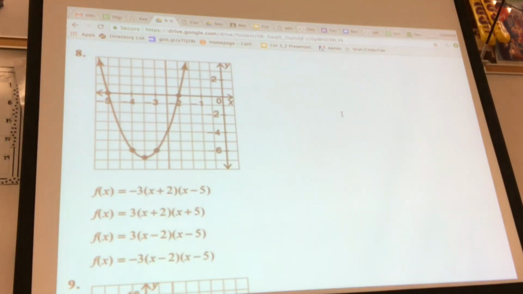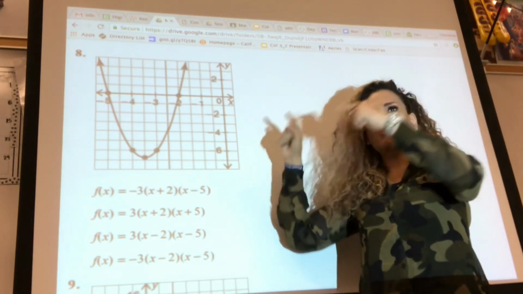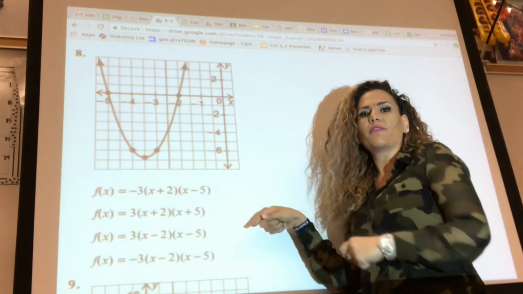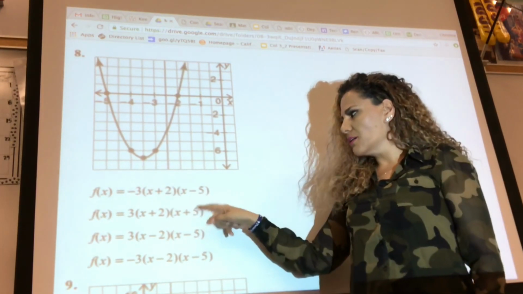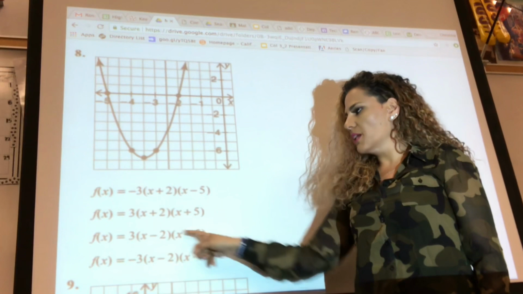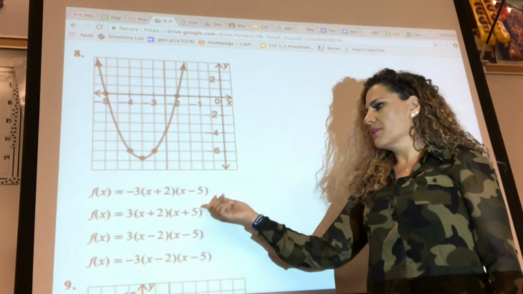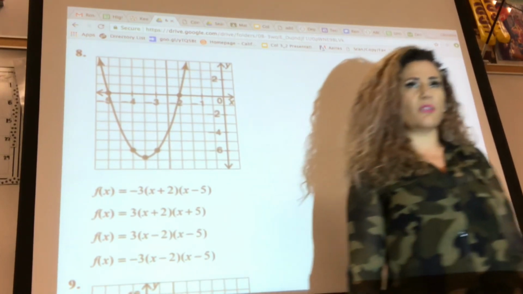What are your roots? Negative 2 and negative 5. So it's the opposite of what you think. How should it be written in your equation? Plus 2 and plus 5. Okay? Not that. Maybe that. Not that. Not that. What's my answer? The second one. B. Easy?